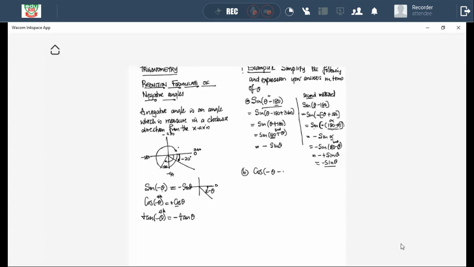Negative theta. Negative 180. Oh, now that's a negative angle. How do I simplify this?